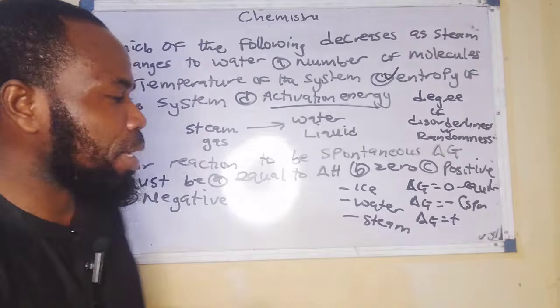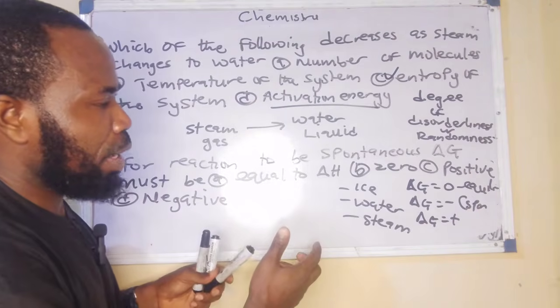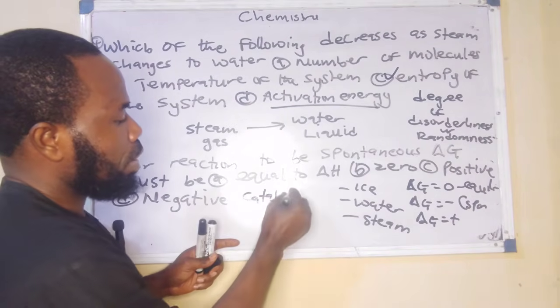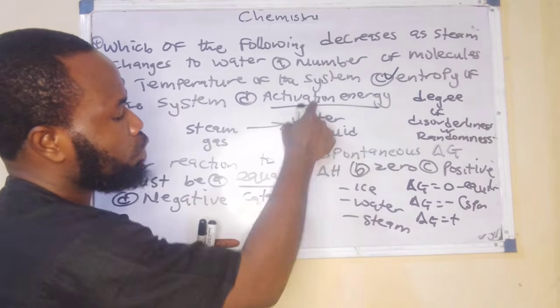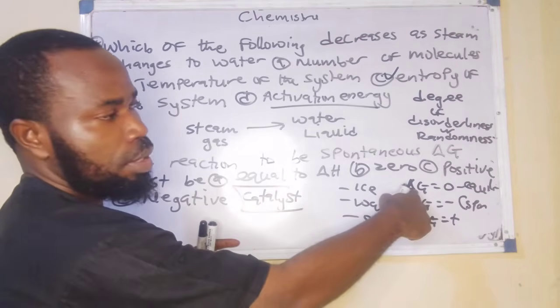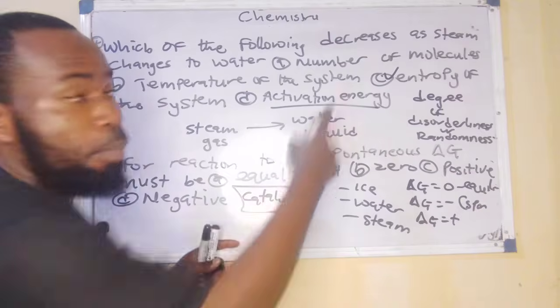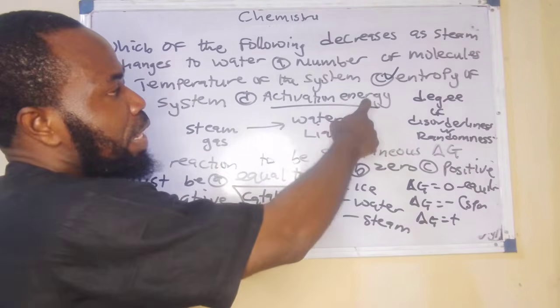Negative. Now, I'm making mention of catalyst just now. Please, I want you to pay attention to something. Now, we have activation energy and we have Gibbs. Delta G is Gibbs free energy available to perform work. This one is energy that must be overcome. That's why I call it the energy barrier.